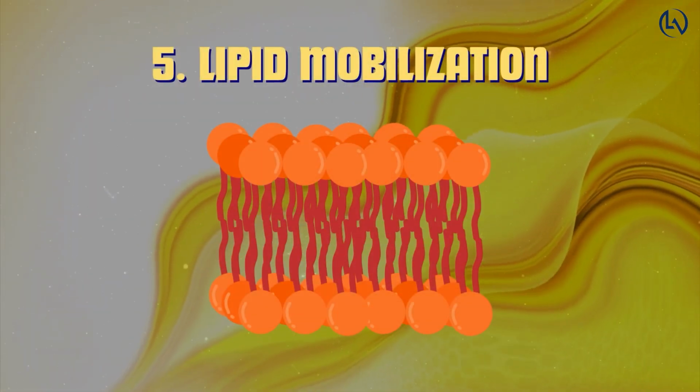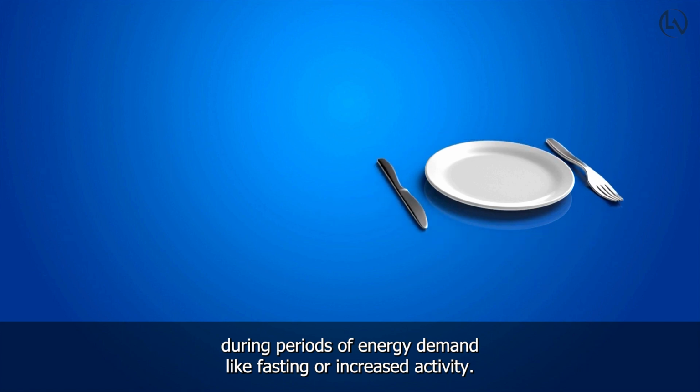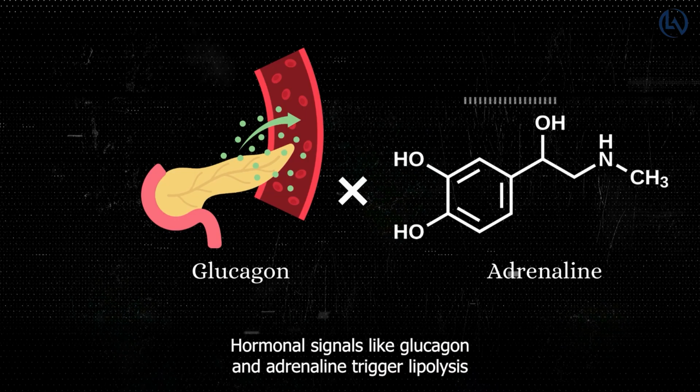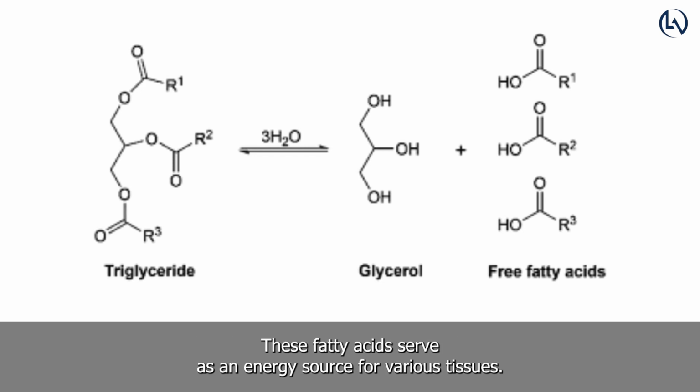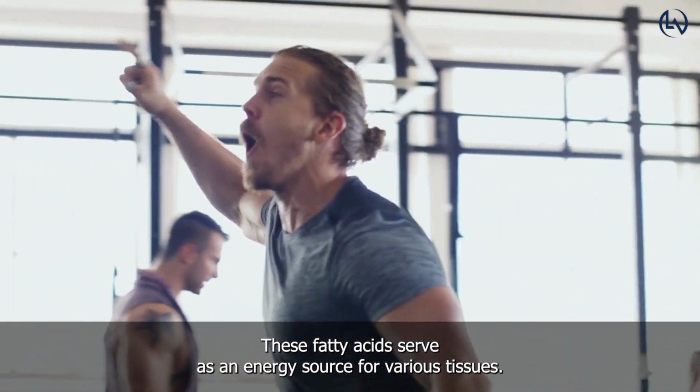Lipid mobilization. During periods of energy demand like fasting or increased activity, stored triglycerides are mobilized from adipose tissue via lipolysis. Hormonal signals like glucagon and adrenaline trigger lipolysis, breaking down triglycerides into glycerol and free fatty acids. These fatty acids serve as an energy source for various tissues.